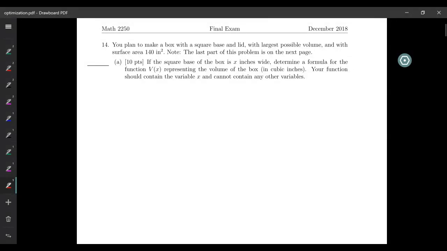Right, we're looking at an old final exam optimization question. So this is from December 2018. And as we do these questions, I'm going to highlight the steps here.